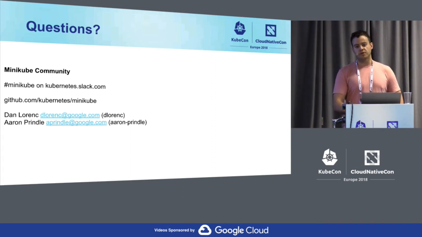The question was, do we know what the Minikube users are using it for? Is it local development or CI? Was it used before Git push or after? I think the answer is both. People use it for all sorts of things.